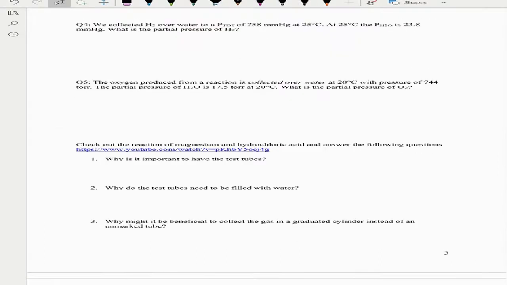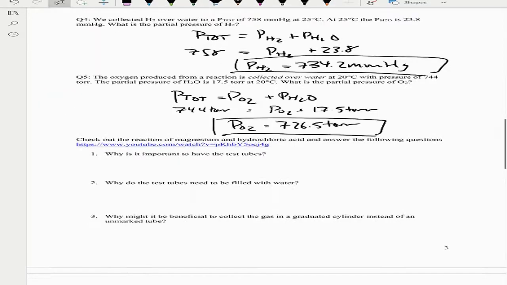In question 4, we collected hydrogen to a total pressure of 758 mmHg at 25 degrees C. What is the partial pressure of H2? You'll see that the partial pressure of water is given, and it's known information that has to be given to you in order to solve a problem. Now try number 5 on your own. Next, check out this video about collected over water. I want you to think about these 3 questions and then come back.